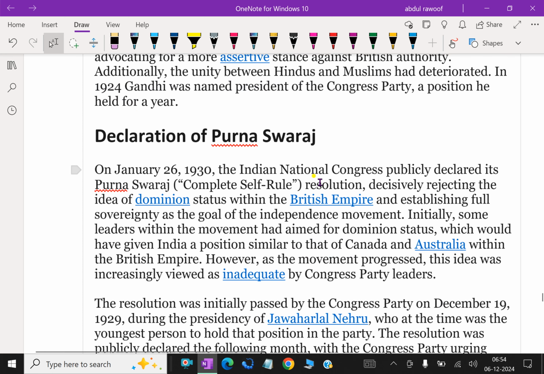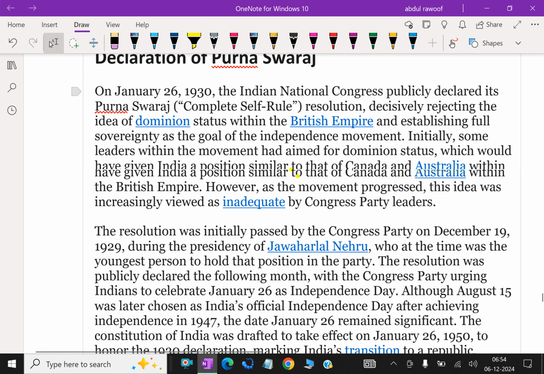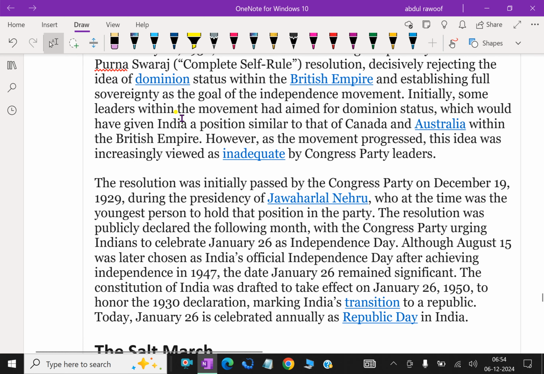Declaration of Purna Swaraj. On January 26, 1930, the Indian National Congress publicly declared its Purna Swaraj, complete self rule, resolution, decisively rejecting the idea of dominion status within the British Empire and establishing full sovereignty as the goal of the independence movement.